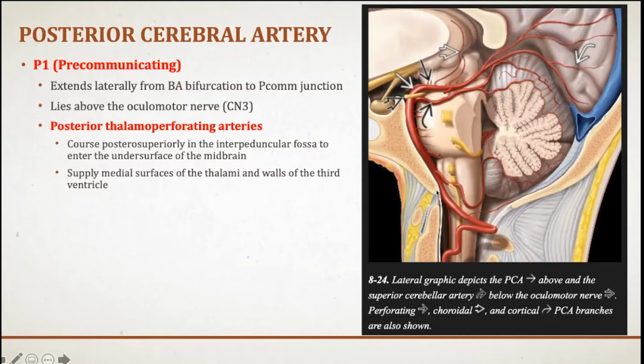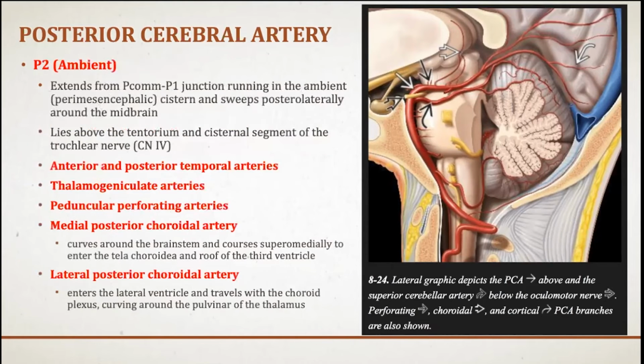So this is the vertebral artery becoming the basilar artery. And this artery we'll talk about later. It's a superior cerebellar artery, but the posterior cerebral artery is right here, and you can see it go back. This is a sagittal view of the brain. And you can see it go back, and it lies right above the third nerve. It has some important branches, the posterior thalamoperforating arteries, which supply the thalami bilaterally and the walls of the third ventricle. And then we go on to the next segments, which are the P2 segments, which is the ambient segment.